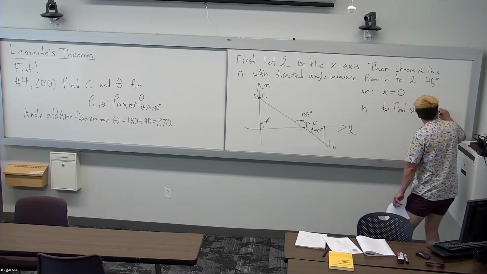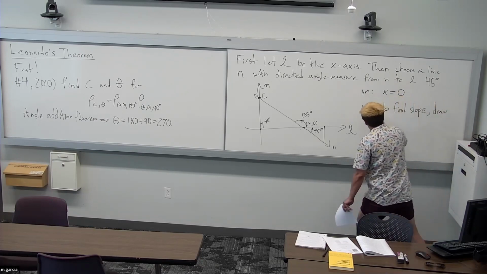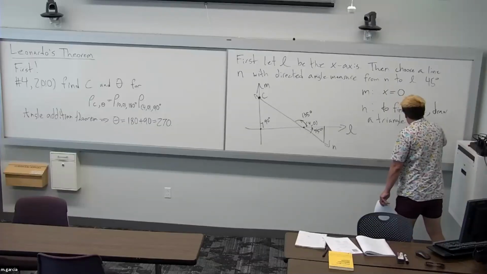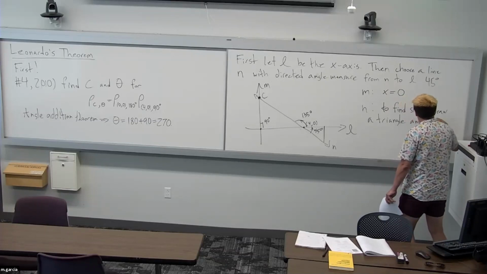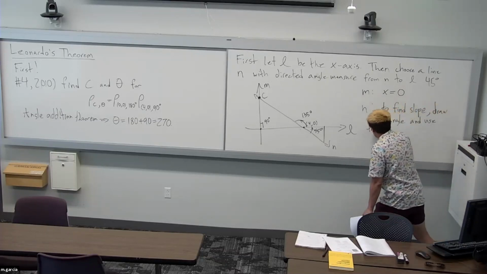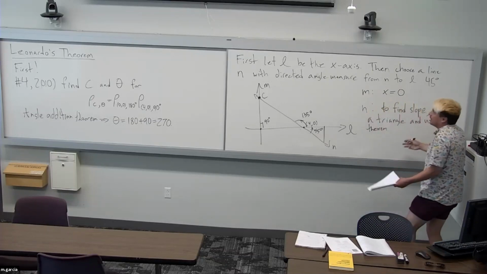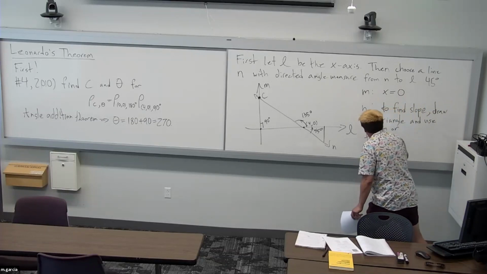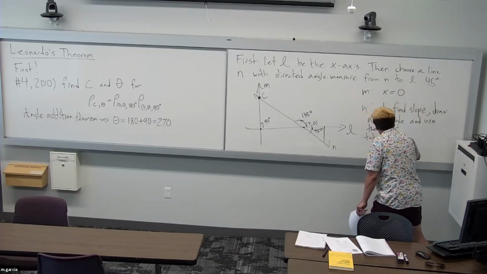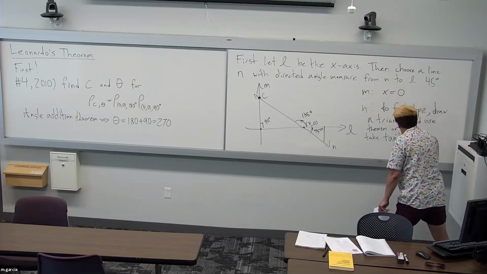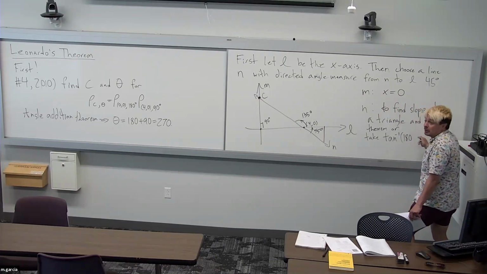Okay? So, let's just say to find slope, either draw a triangle and use theorems about triangles, which essentially amounts to, or you can just take the inverse tangent of the complementary angle of the directed angle.